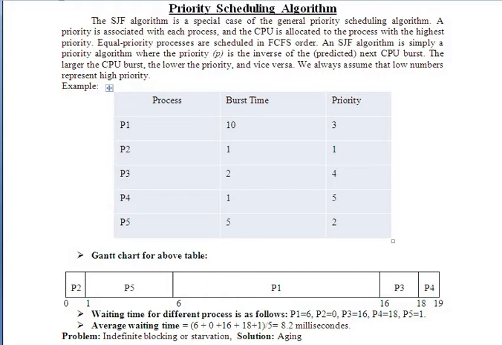So we have 5 different processes, process 1, 2, 3, 4, 5, and their burst times are 10, 1, 2, 1, 5 milliseconds, and here we have a column which says priorities. We can see that process 1 has been given priority 3, process 2 priority 1, process 3 priority 4, process 4 priority 5, and process 5 priority 2.